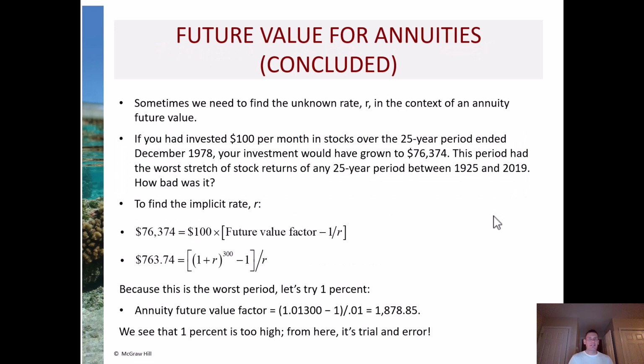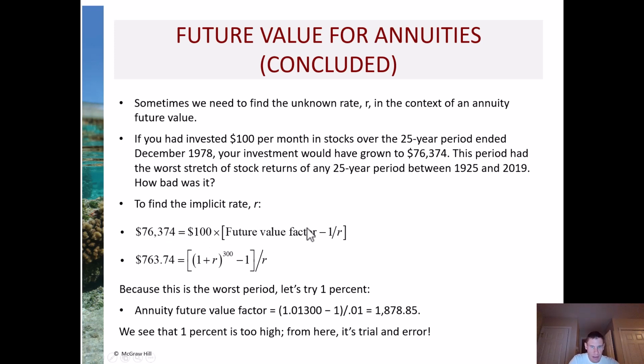All right, so sometimes we need to find the unknown rate R. Let's say you invested $100 a month in stocks over the 25-year period ended December 1978. Your investment would have grown to $76,374. This period had the worst stretch of stock returns of any 25-year period between 1925 and 2019. So the question is, how bad was it? Basically, what was the return, i.e., what was the rate?